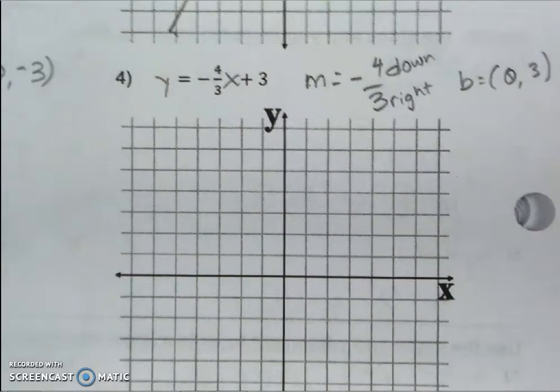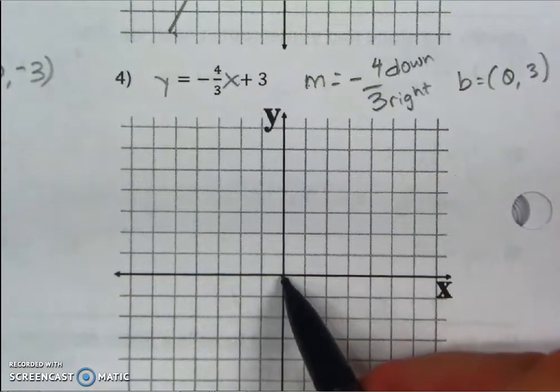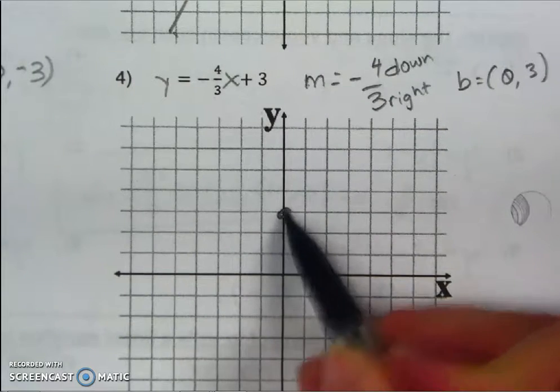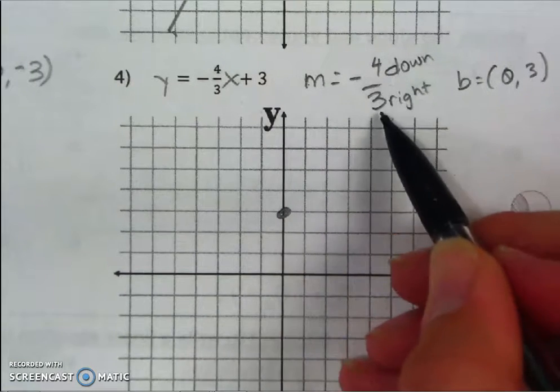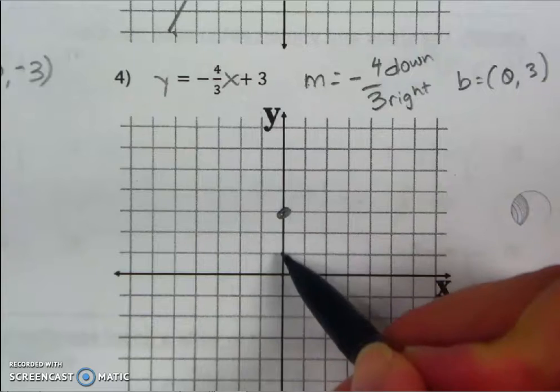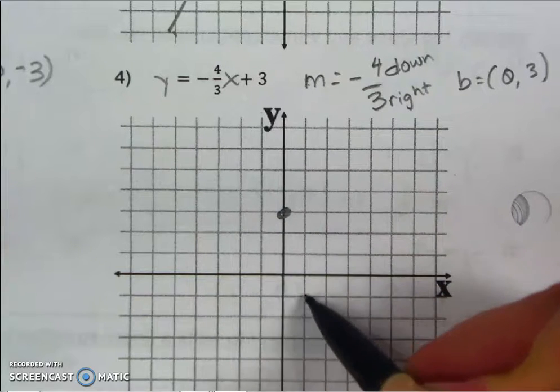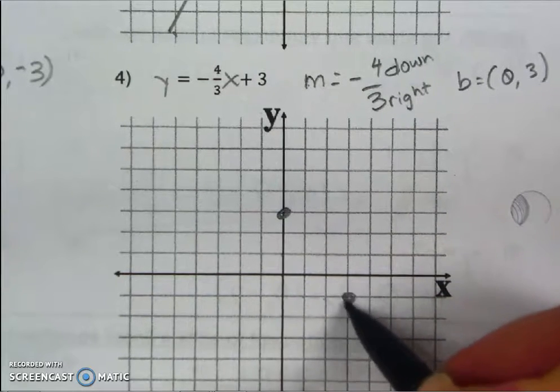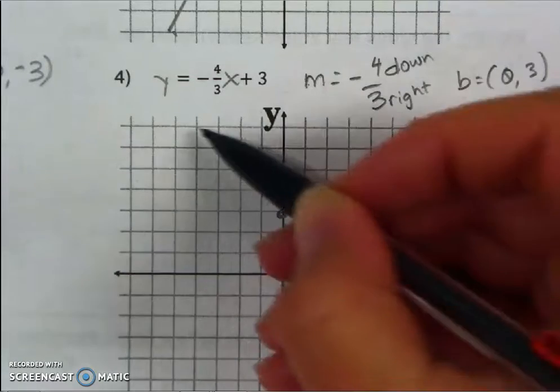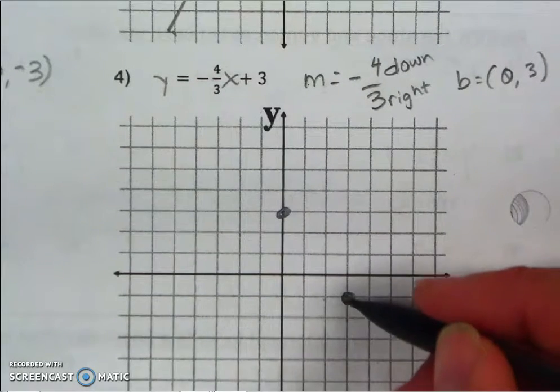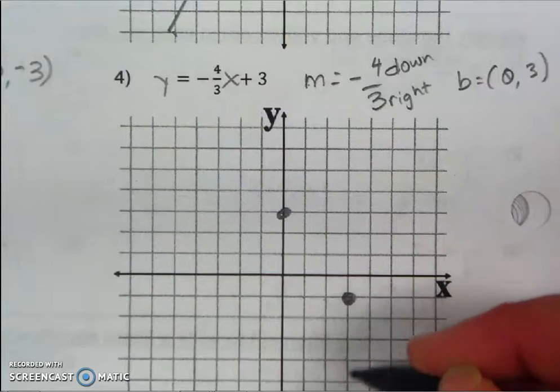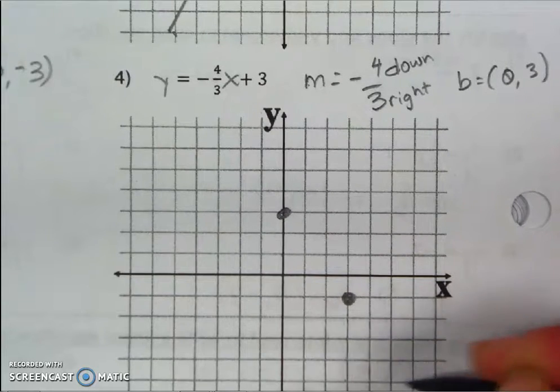Then our y-intercept is at 0, 3. All right, so we're going to start at 0, 3: 1, 2, 3, right there. And then the slope of -4/3 means I'm going to go down 1, 2, 3, 4, right 1, 2, 3. And remember slope dude, nice, negative. It should look like it's going down. Down 4, over 3.